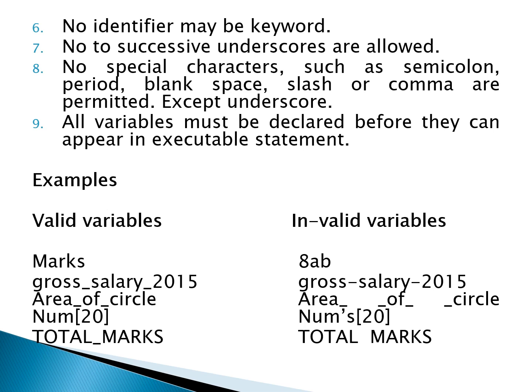The next one, area_of_circle. This is also valid because it consists of a sequence of alphabets and the special symbol underscore. Then num[20]. This is also valid. It is the way of declaring an array variable. Then total_marks is also a valid one.